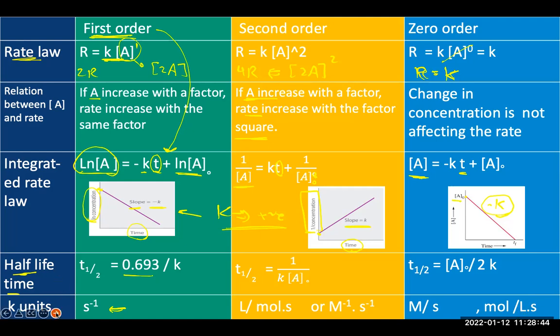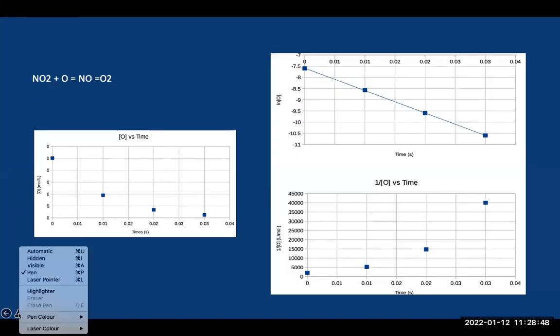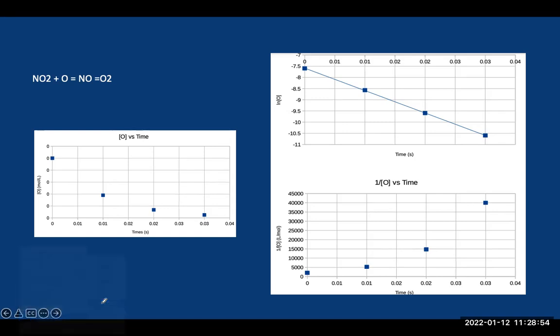Okay, let's see how to determine the order of the reaction. We have a reaction here, between NO2 giving NO plus O2. Now we need to determine the order of this reaction.